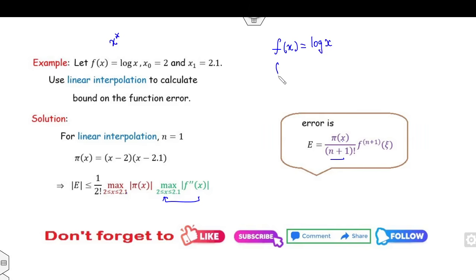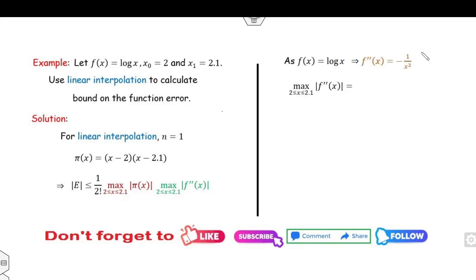What is f(x)? Log of x. Can you find the second derivative quickly? First derivative is 1 over x. Second derivative is minus 1 over x square. Then I can find the maximum value of this, starting from 2 less than x less than 2.1. These limits are taken from x0 to the largest point.